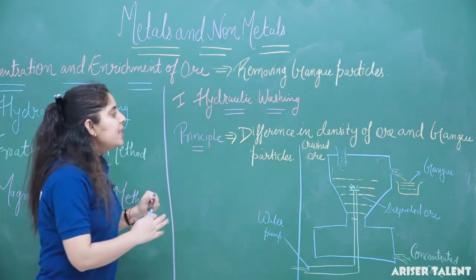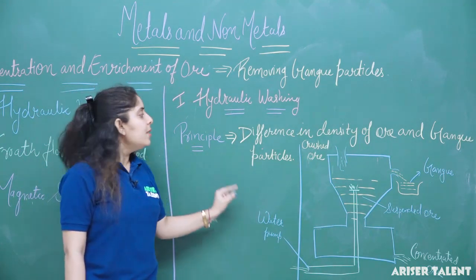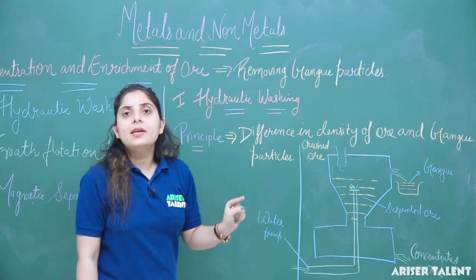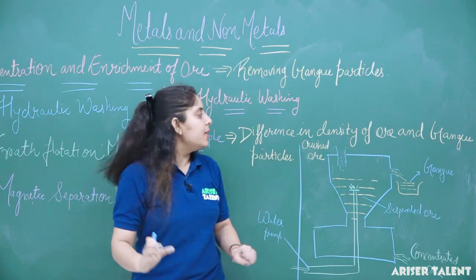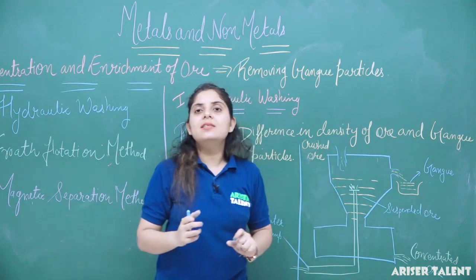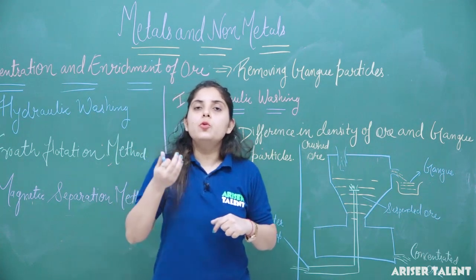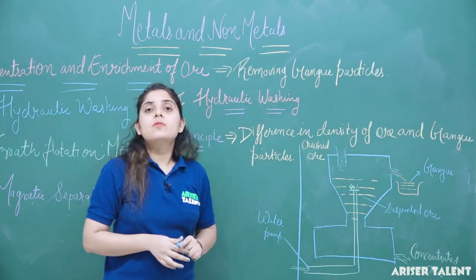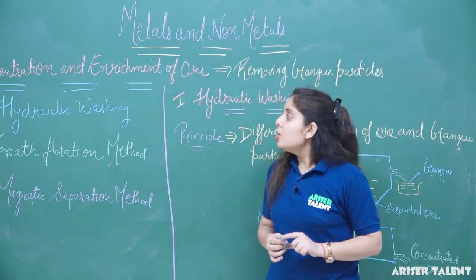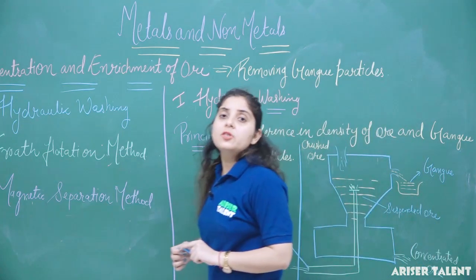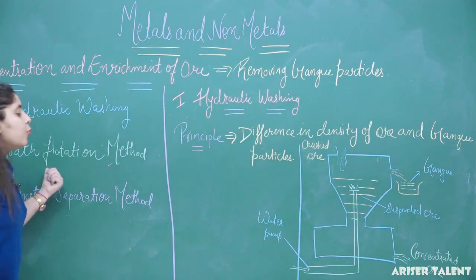So this is the basic diagram for the hydraulic washing method, and the principle involved here is that there must be a difference in the density of the ore and the impurities. Because there is a difference in the densities, it is possible to differentiate them on the basis of the hydraulic washing method. So this is the main criterion of the hydraulic washing method. So you can copy it from here, and we can proceed to our next topic, that is the froth flotation method.